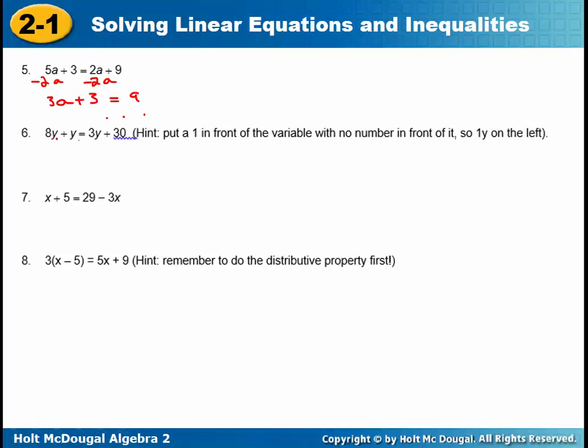Okay, number 6. Let's see, we've got 8y plus 1y equals 3y plus 30. So the first step would be to combine the 8y and the 1y. And then you would subtract 3y from both sides and continue. This is the same as 1x here. So again, your first step is just to combine your variables on the same side. So I could subtract 1x or I could add 3x to both sides, whichever method you prefer. And in number 8, finally, you get to do a little bit more work and do the distributive property first and then continue.